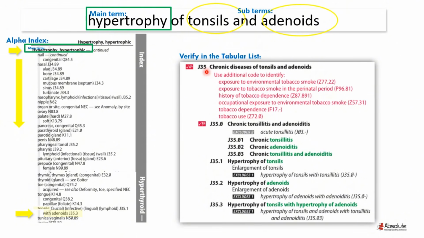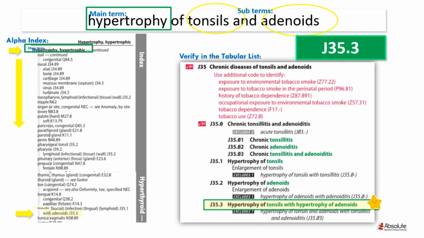Now, the next thing that we need to do is let's stay on the path. We're directed to J35.3. We're going to bypass 0, 1, and 2, and we're going to go right to 3. This is hypertrophy of tonsils with hypertrophy of adenoids. All right, that is our code. We verified it, and the correct code is J35.3.